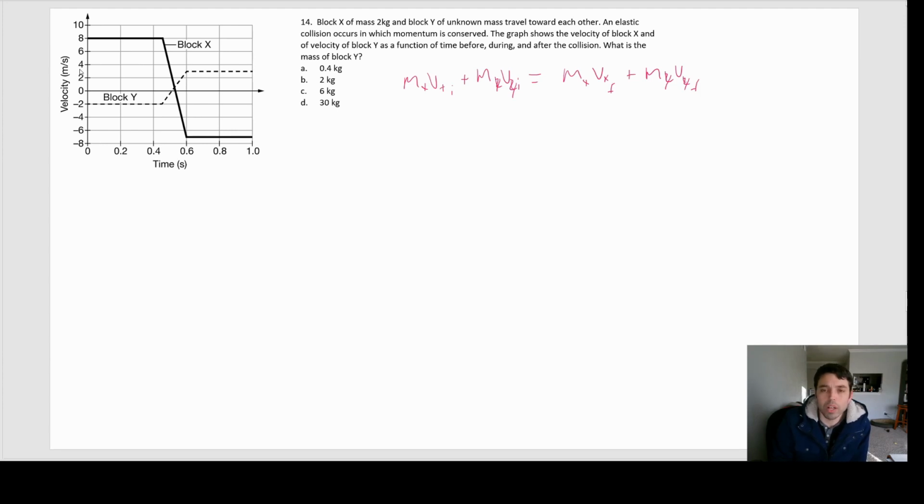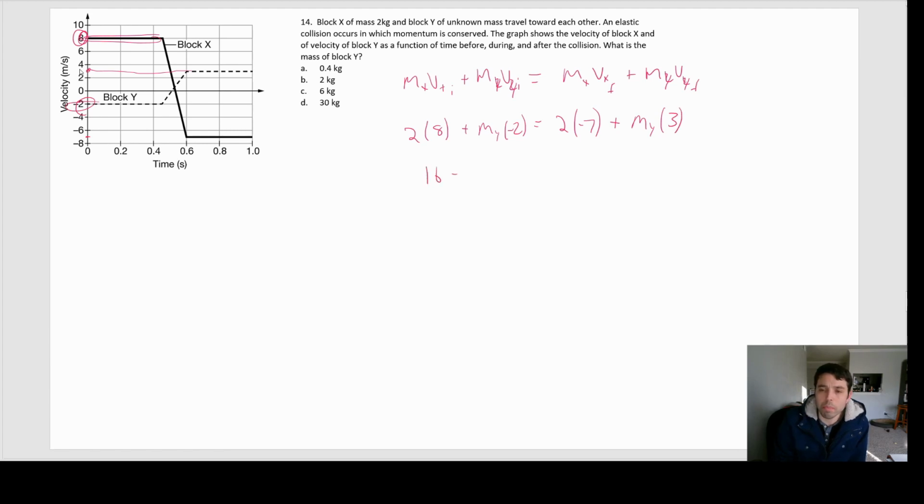So the mass of block X is 2. Its initial velocity from the graph, clearly before the collision, was 8, so times 8 there. Plus the mass of object Y, which we don't know, so my, times its initial velocity, clearly a negative 2. Mass of block X is still 2 times its velocity after the collision, which looks like negative 7, right in between 6 and 8. Watch those negative signs. Plus my times the velocity after collision, which looks like a positive 3.